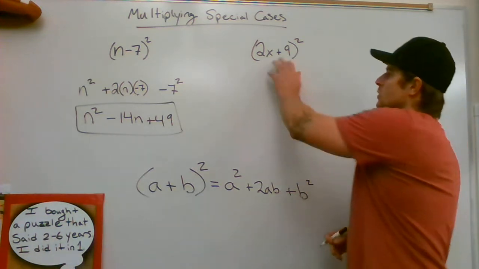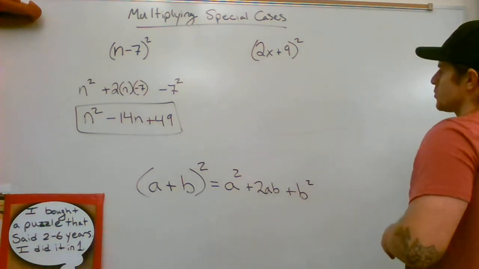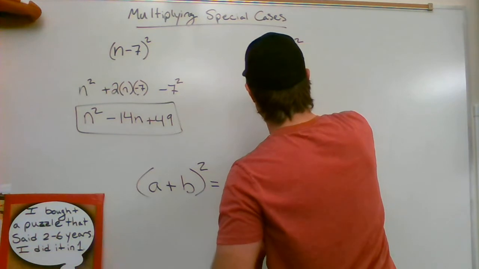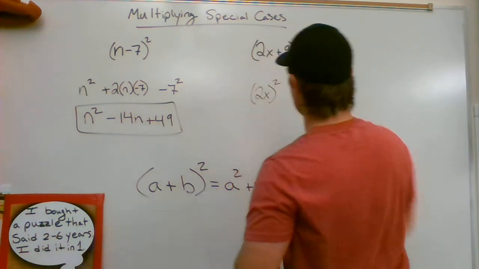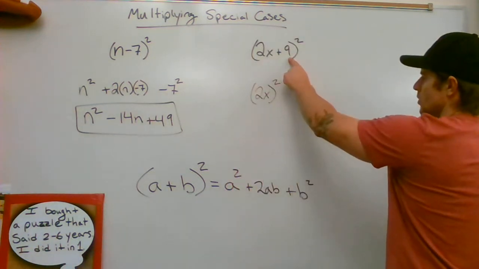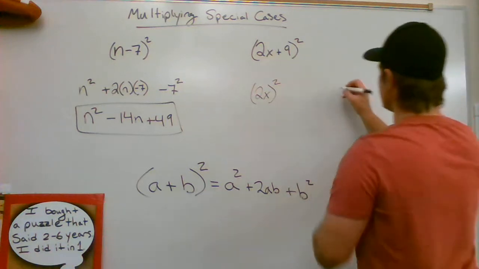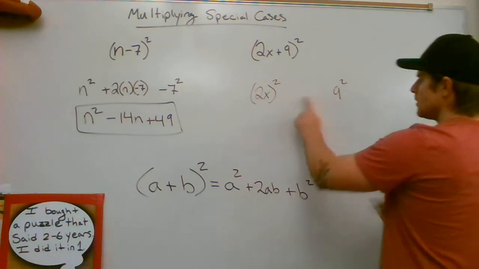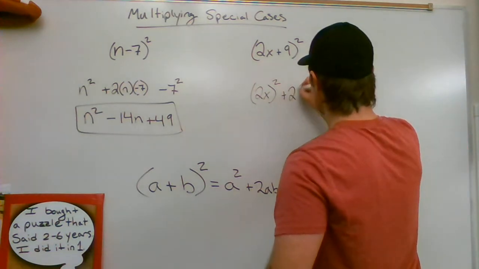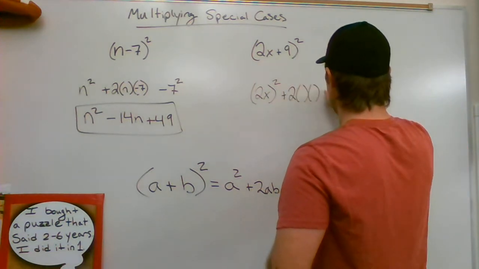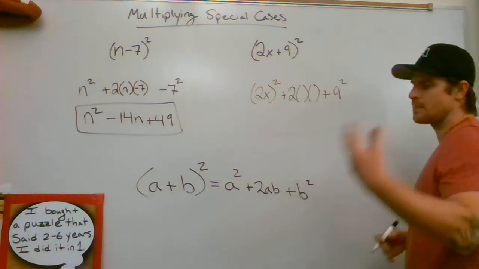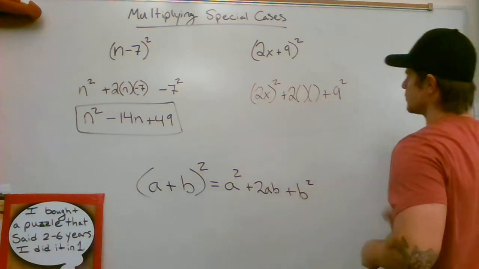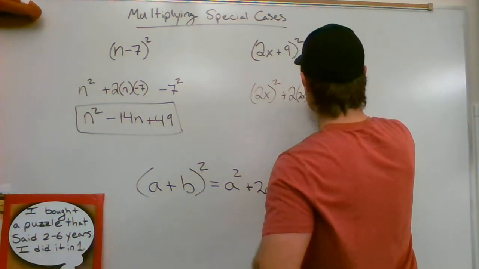All right, this one right here, 2x plus 9 squared. So again, take that first term, write it down, and then square it. Take that second term in the binomial, give yourself space, write it down, and square it. And then in the middle, say 2 times, I like to use my parentheses. They're always important. They help you separate things. And then just put both of those terms into each one of those parentheses. 2x and 9.